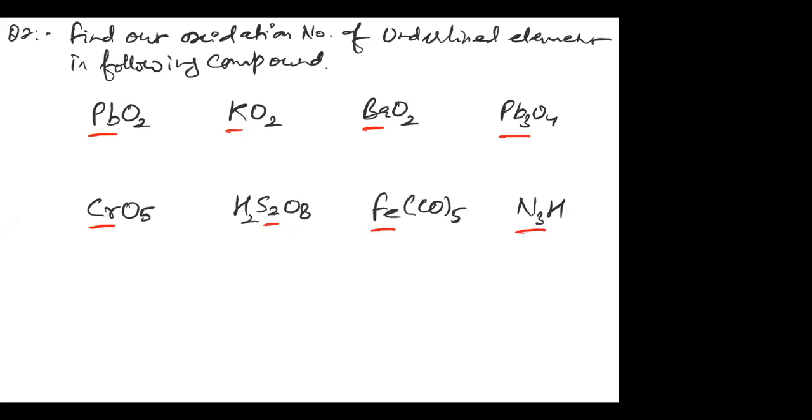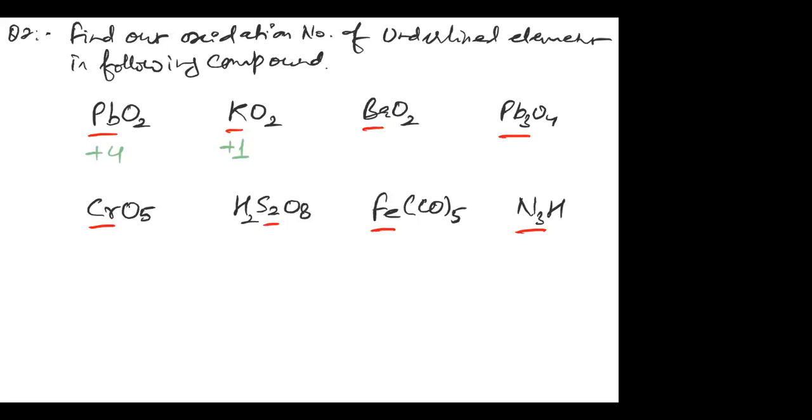As far as PbO2 is concerned, lead is found to be in the same group as carbon. So similar to CO2 as carbon dioxide, PbO2 is known as lead dioxide, and the oxidation number of lead is going to be +4 here, as every oxygen has oxidation number -2. In the case of KO2, potassium, we know by rule, is an alkali metal. Its oxidation number has to be just +1, as the superoxide ion O2 carries a -1 charge.